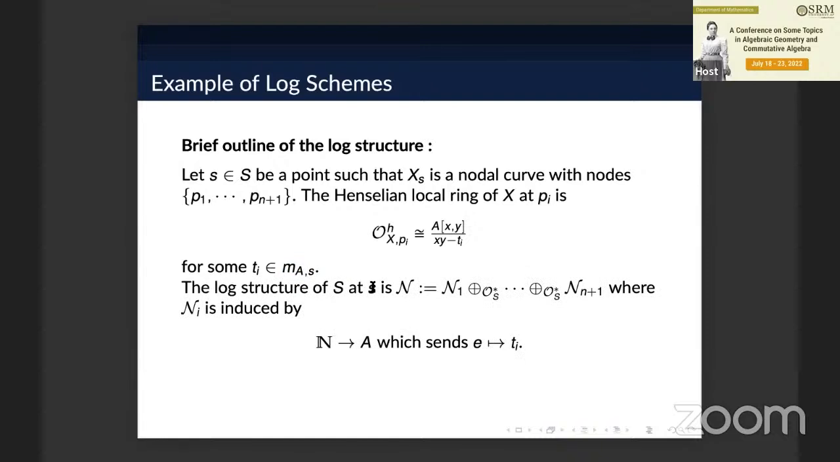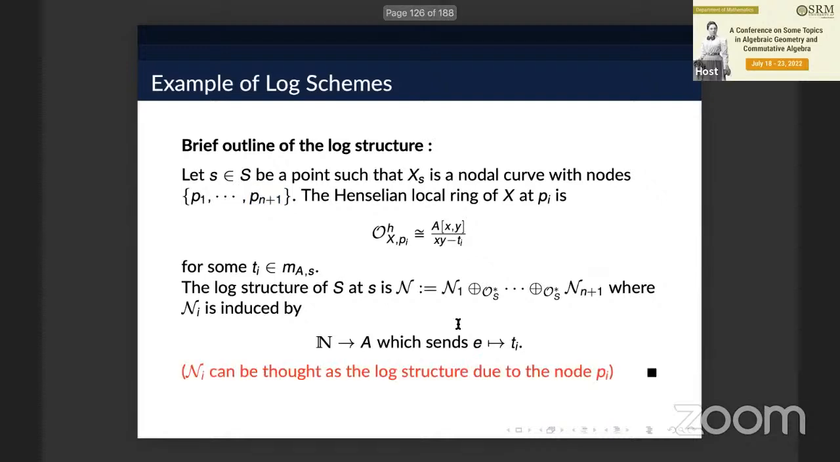Then the log structure at S is the pushout of n+1 log structures, or sheaves of monoids. Each one of them comes from one of the nodes. So there are n+1 nodes, so it is the pushout of n+1 sheaves of monoids, where N_i comes from the ith node. And it is defined as follows. N_i is given by a chart, a map from N to A, which sends the generator to t_i, this equation. So basically the log structure on the base is defined by the equation of the ith node. N_i can be thought of as the log structure due to the node p_i.